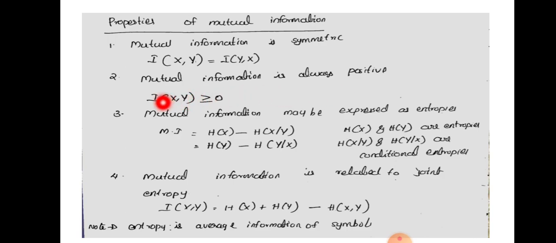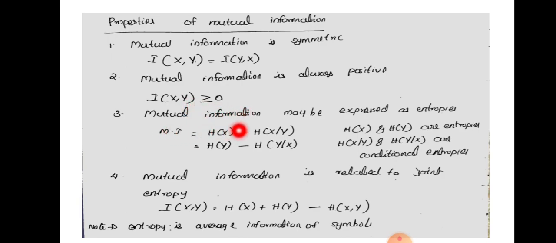Mutual information is always positive. That means if a communication channel is established, the amount of information transferred will always be greater than or equal to 0. If we start to transfer some data, the amount of valuable information will be either 0 or positive, and it will never be negative. That means I of X comma Y is greater than or equal to 0.